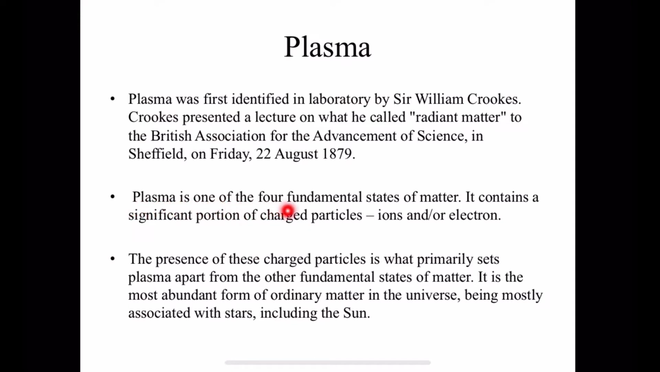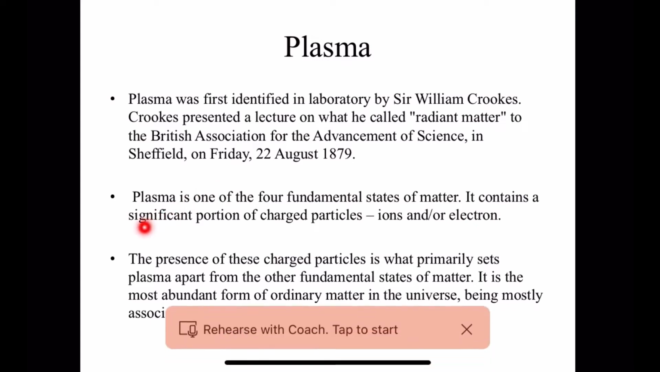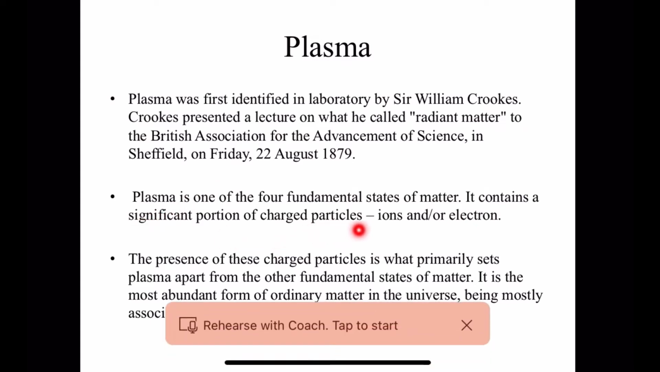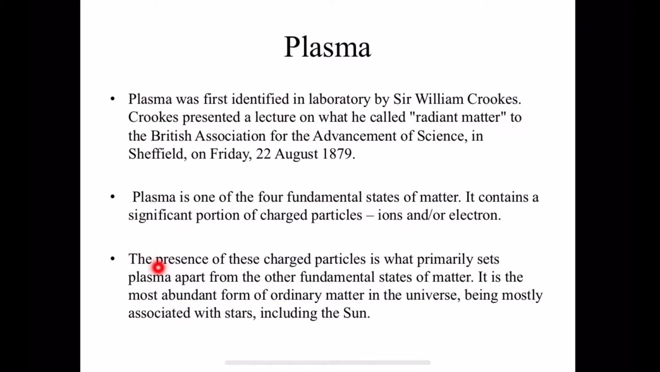Plasma is one of the four fundamental states of matter. It contains a significant portion of charged particles, ions and/or electrons. The presence of these charged particles is what primarily sets plasma apart from the other fundamental states of matter. It is the most abundant form of ordinary matter in the universe, being mostly associated with stars, including the Sun.